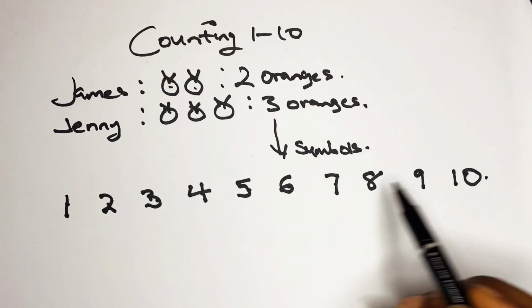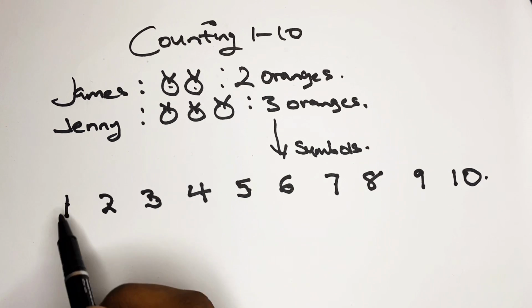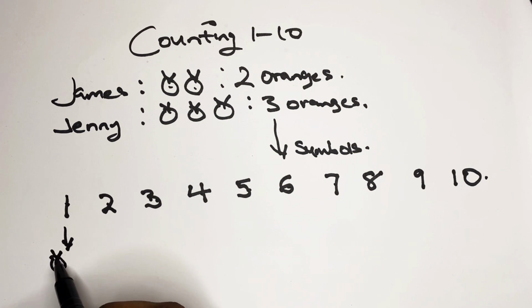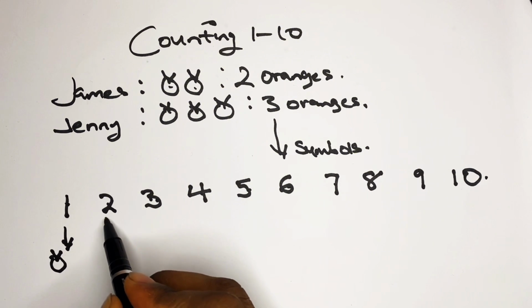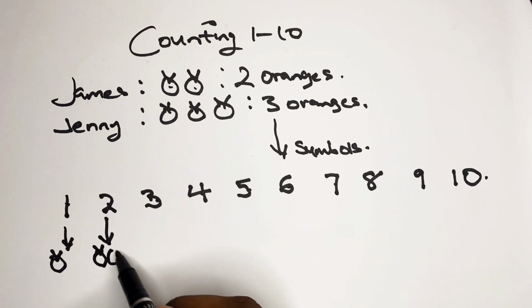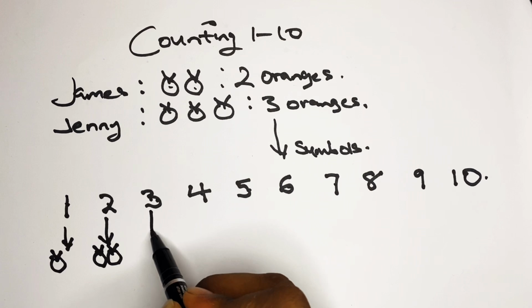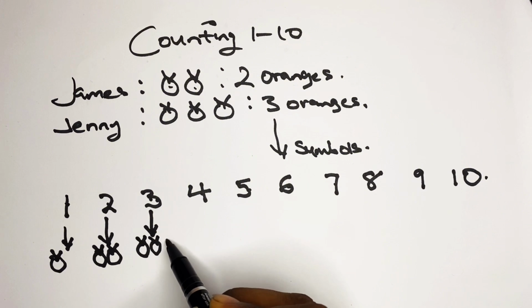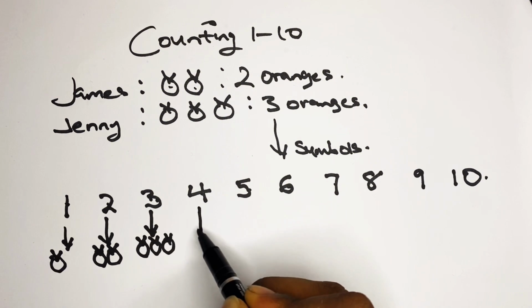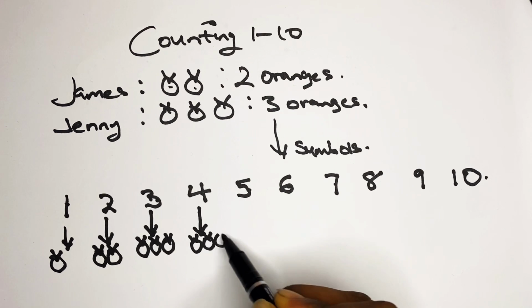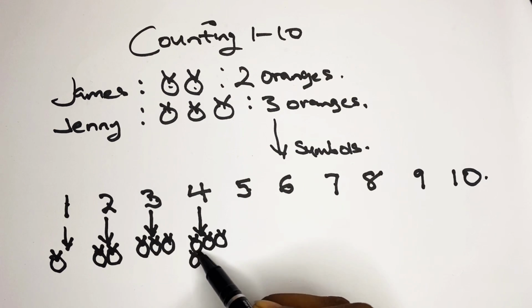And each of these numbers here represents a quantity. 1 here tells us that we have just 1 orange. 2 tells us that 1 more has been added. So we have 2. 3 tells us that the previous 1 has been added. 4 tells us that another 1 has been added. So anytime we count forward, we add 1.